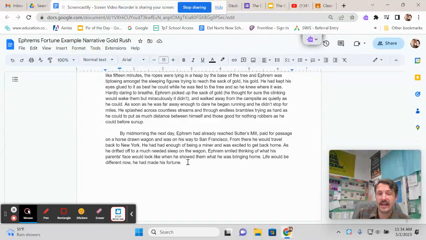By mid morning the next day, Ephraim had already reached Sutter's Mill, paid for passage on a horse drawn wagon, and was on his way to San Francisco. From there, he would travel back to New York. He had had enough of being a miner and was excited to get back home. As he drifted off to a much needed sleep on the wagon, Ephraim smiled, thinking of what his parents' faces would look like when he showed them what he was bringing home. Life would be different now. He had made his fortune.